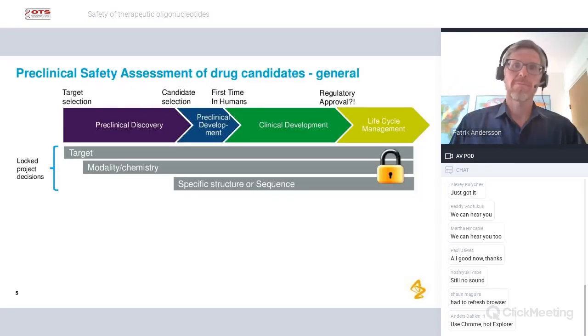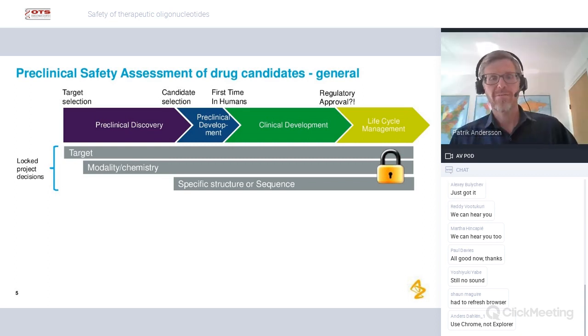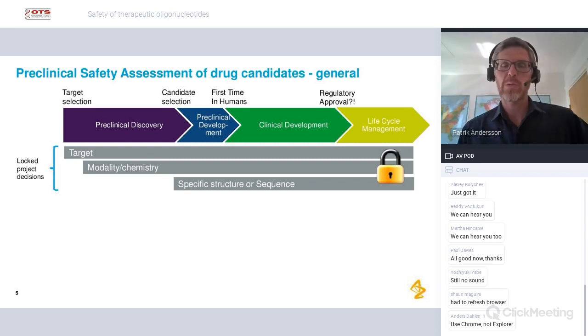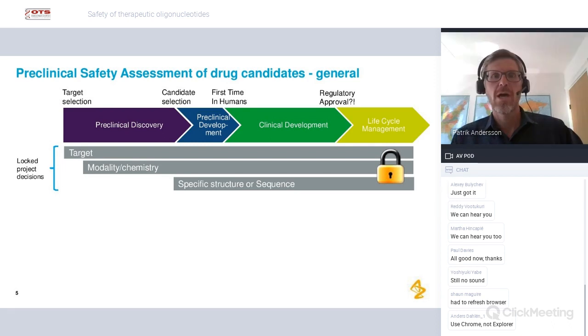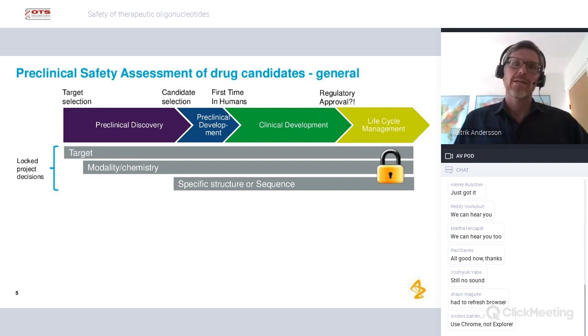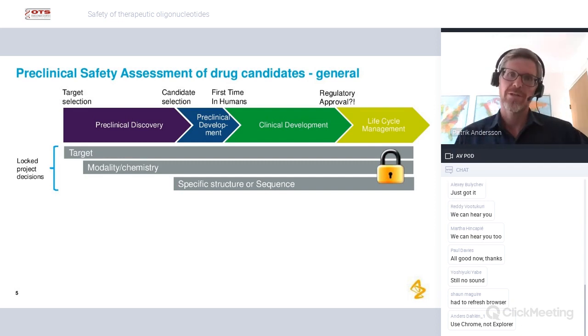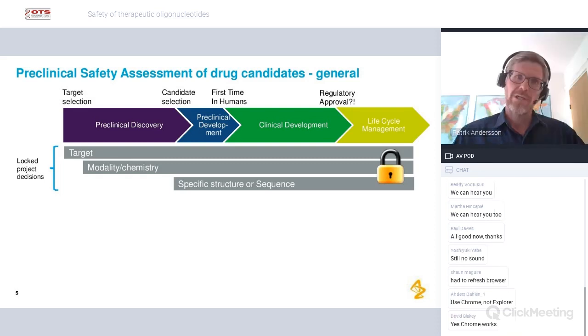So this drug discovery and development value chain, probably most of you have seen in multiple different versions. As you know, it starts with a preclinical phase with preclinical discovery, and the preclinical development when you run the first safety assessment studies according to GLP, clinical development, and then hopefully an approval with a life cycle management phase after that. What I wanted to point out here is that for a given project, you make decisions that stick with you for the rest of the project's life.